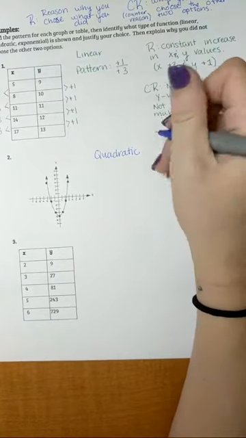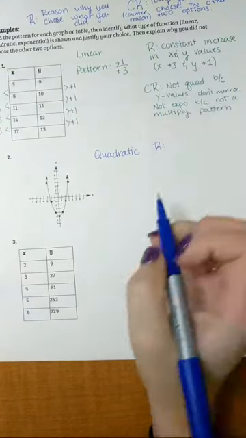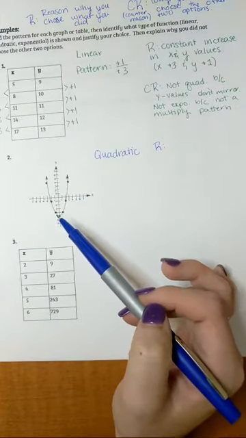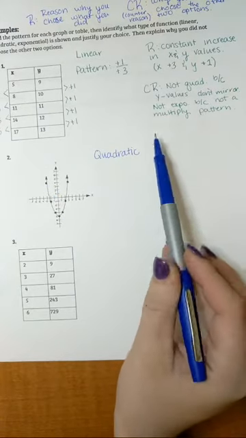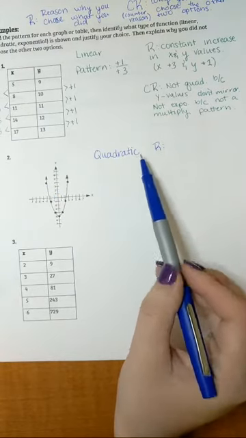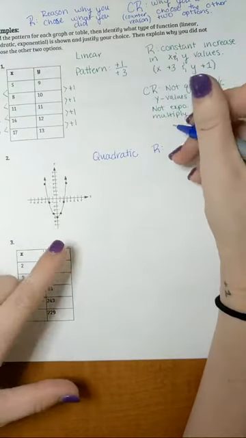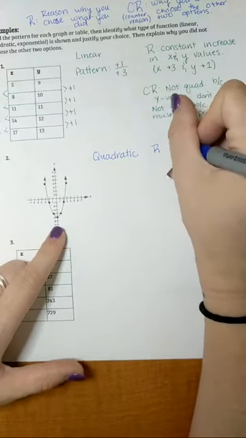And when you're giving your reasoning, it has to go along with what you are given. So in this case, we are given the graph, so your reasoning has to be something that has to do with the graph. So when we explain our reasoning, it has to be something with our graph. So this is quadratic because it is in the shape of a U.